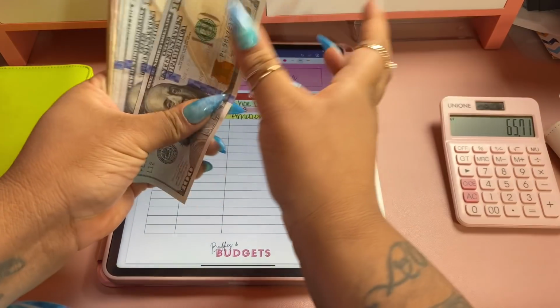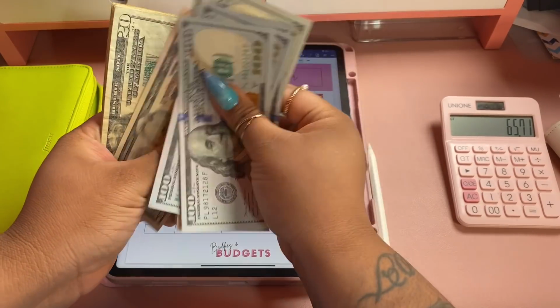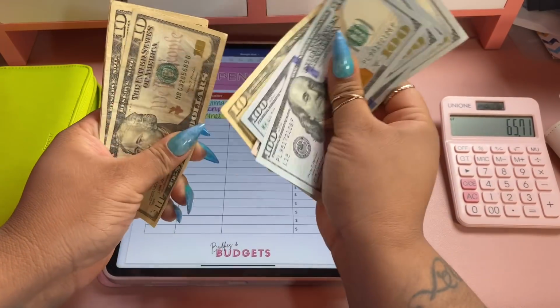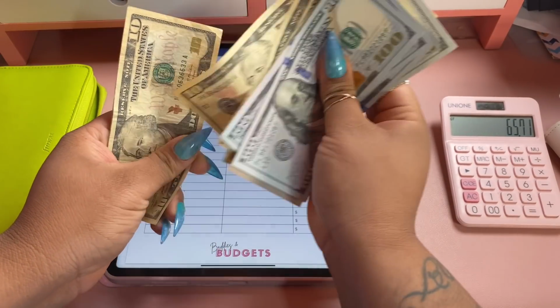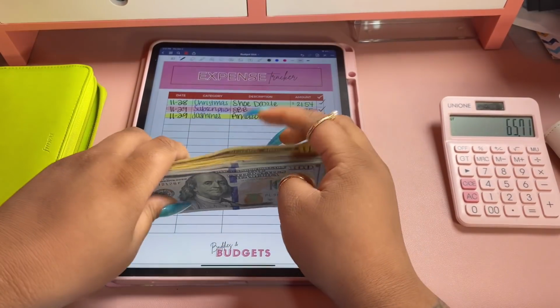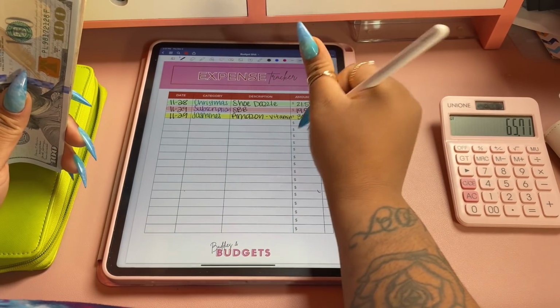So we have 100, 2, 3, 4, 5, 50, 6, 50, 70, 90, 700, 10, 20, 30, 40, 50, 60, 70, 80, 90, 800. And I think my bill is like $815. So that's perfect.